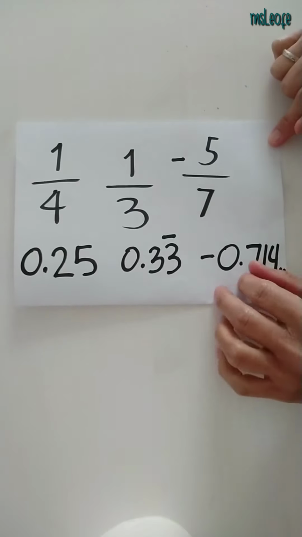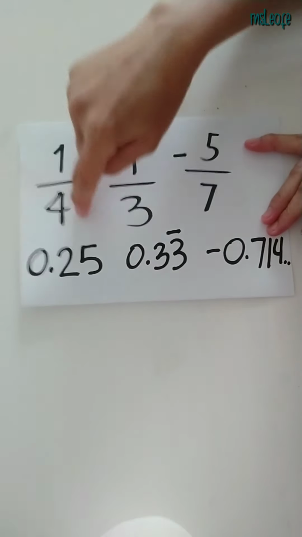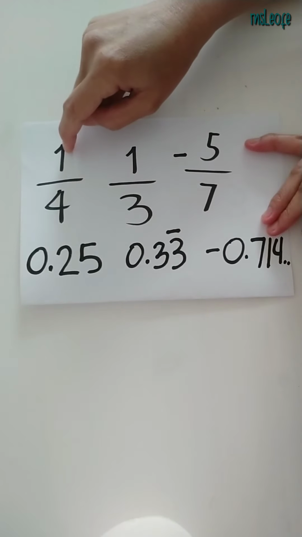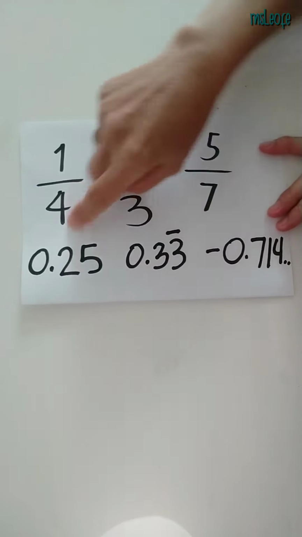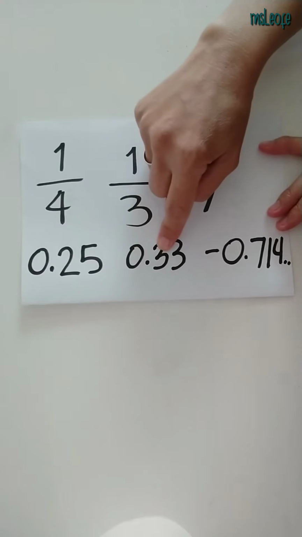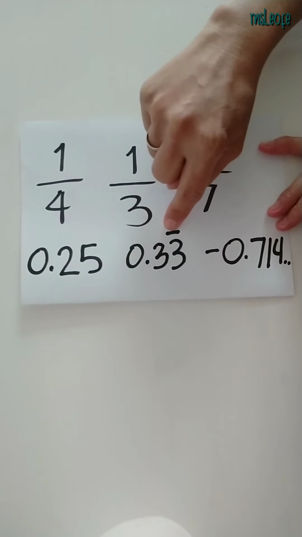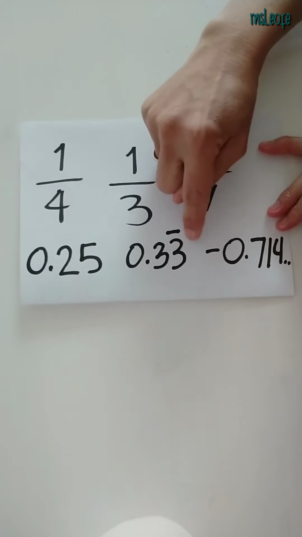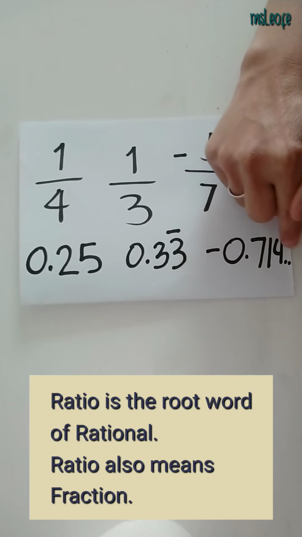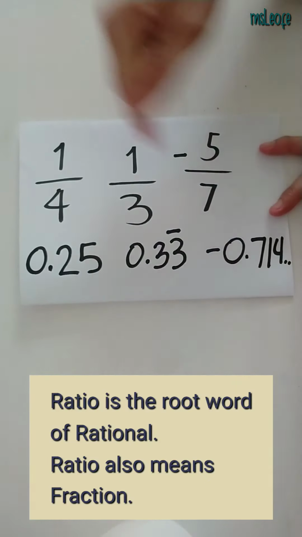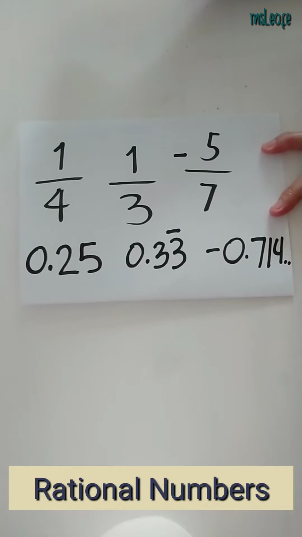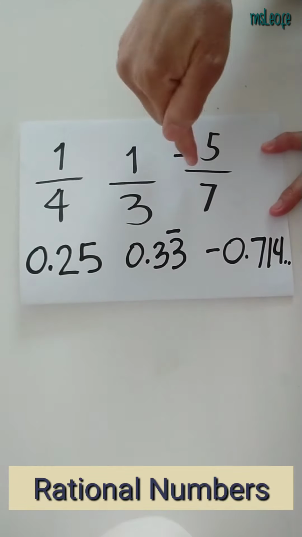And we also have numbers in this form. Two numbers which are divided or in a ratio form or fraction form, like 1/4. 1/4, when you divide 1 by 4, the answer is 0.25. 1 divided by 3, 0.3333333. So I put here a bar on top to mean that 3 is repeating. And negative 5 divided by 7 is negative 0.714, ... There is still more numbers there. These numbers in this form are called rational numbers. They are in a ratio form or fraction form.